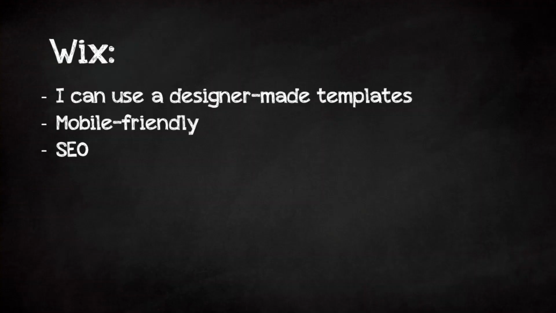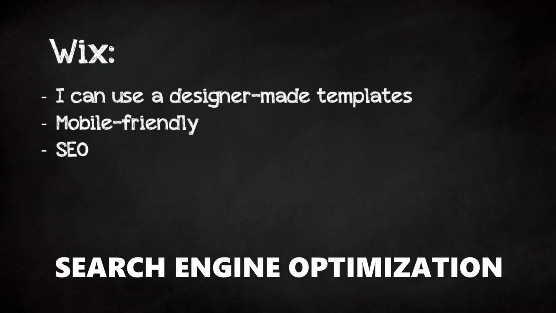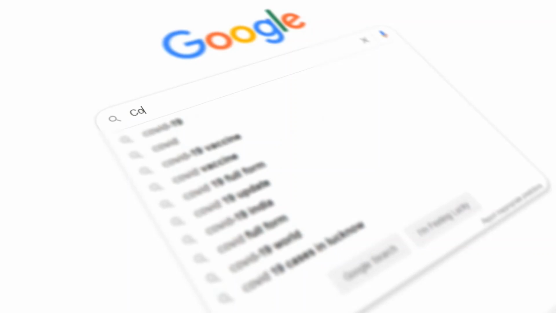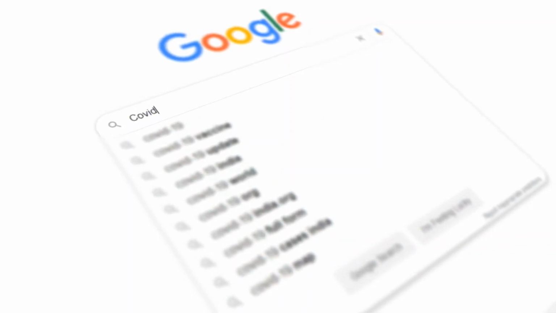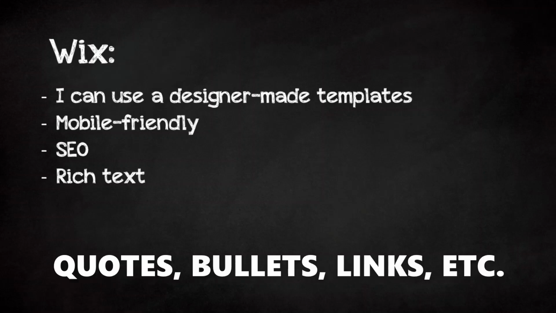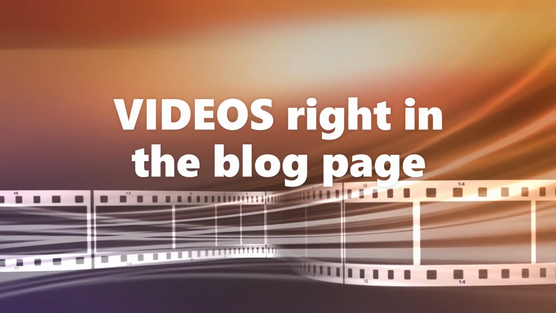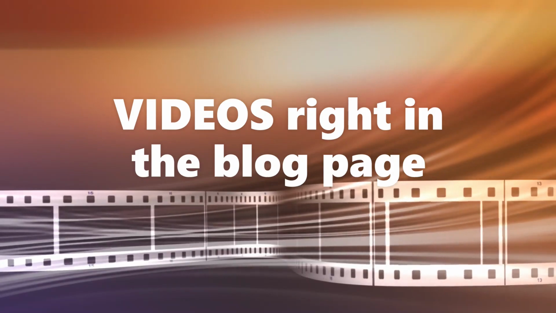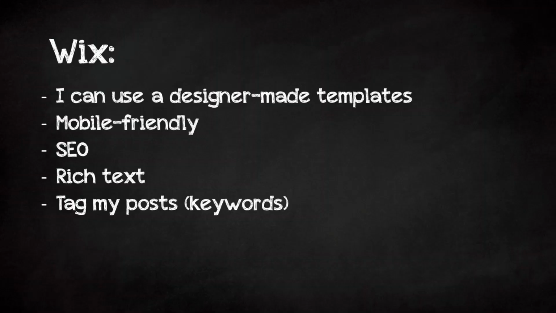Wix has powerful SEO tools. SEO simply means search engine optimization, so I can drive traffic to my blog with advanced SEO search tools. I can use rich text, so when I'm writing my blog, I can use quotes, bullets, and links to stylize my content. I can also add in videos and pictures, and I'll be doing that in this video walkthrough. I can tag my posts so readers can find the content that they're looking for.